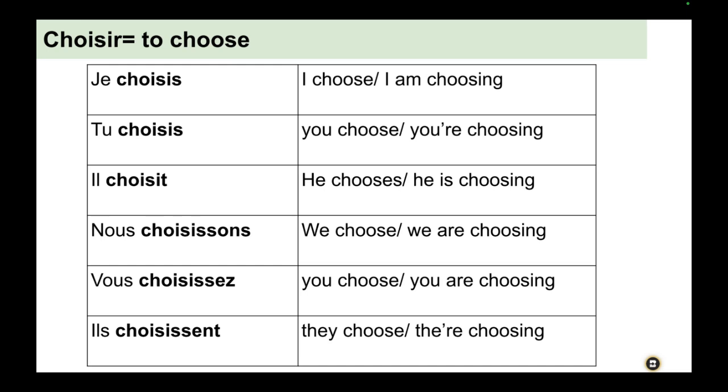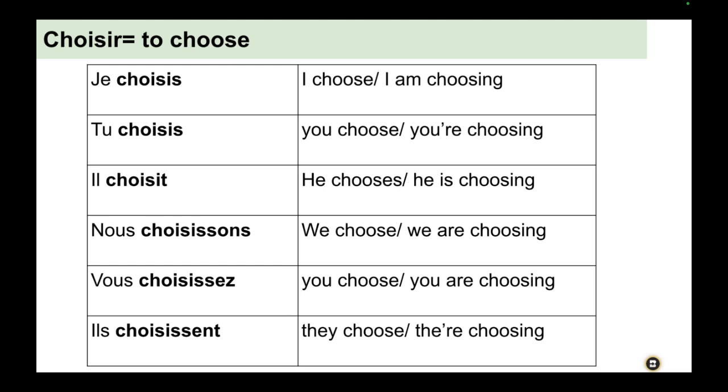So it's going to be je choisis. The S at the end is silent. Tu choisis, il choisit. OI is a wa sound in French. Again, from the beginning. Je choisis, tu choisis, il choisit, nous choisissons.